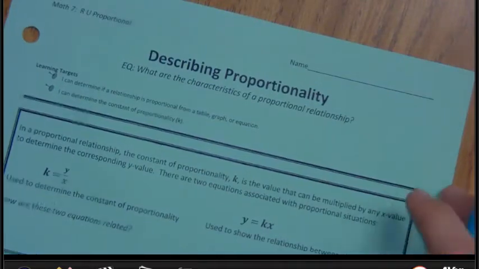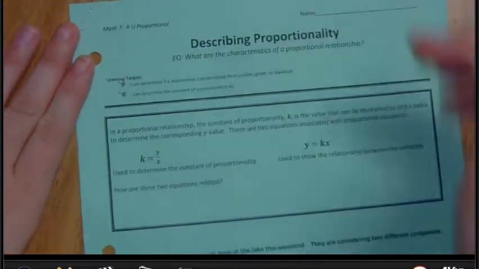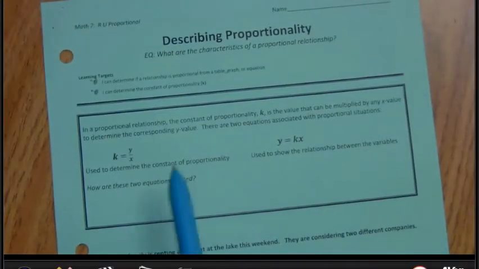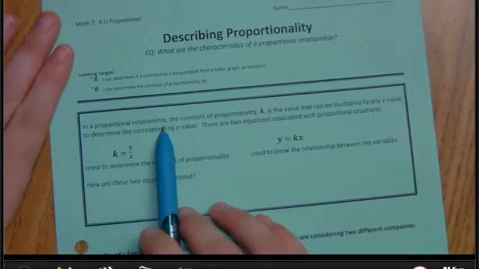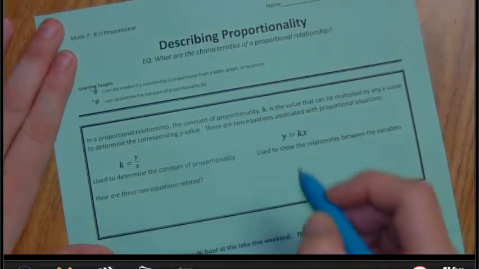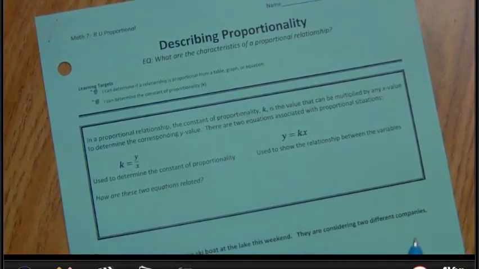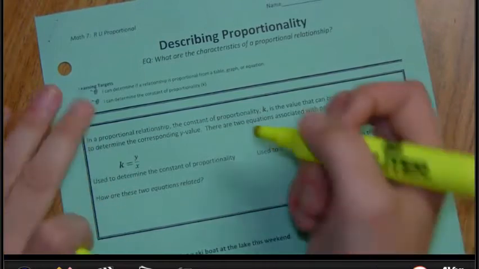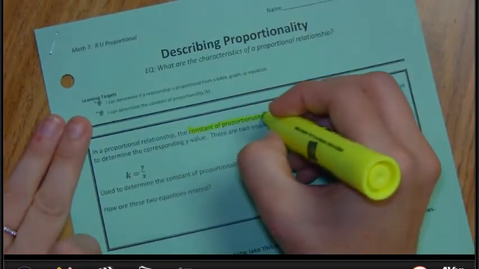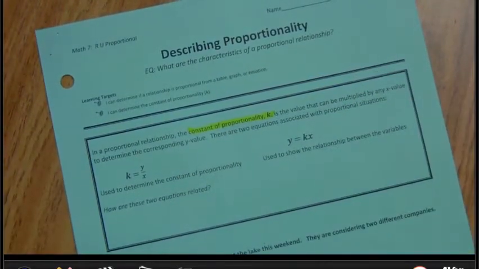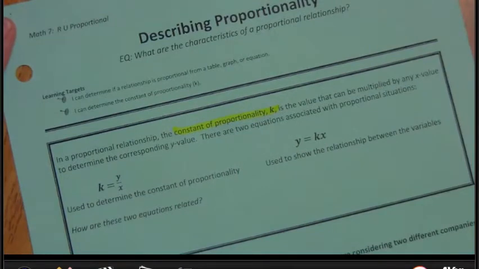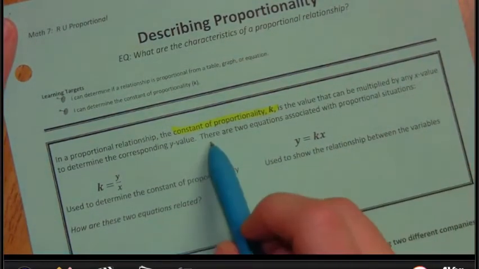Okay, describing proportionality. All right, so I'm going to look at this box right here. In a proportional relationship, the constant of proportionality, which is K, is the value that can be multiplied by any X value to determine the corresponding Y value.